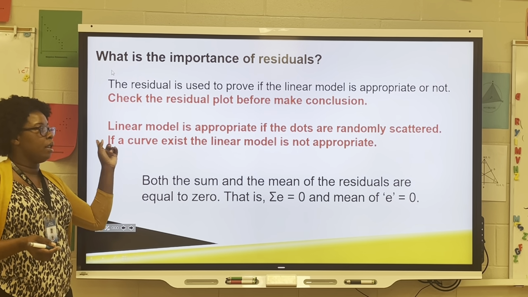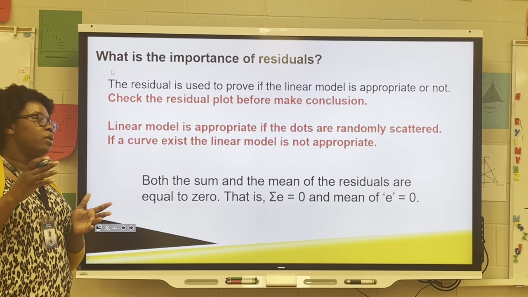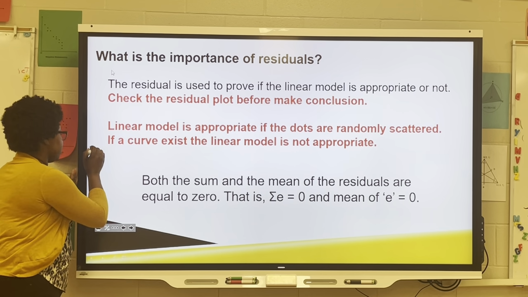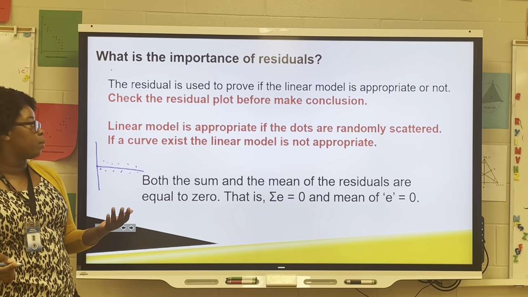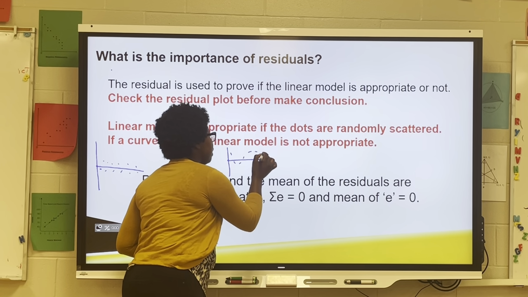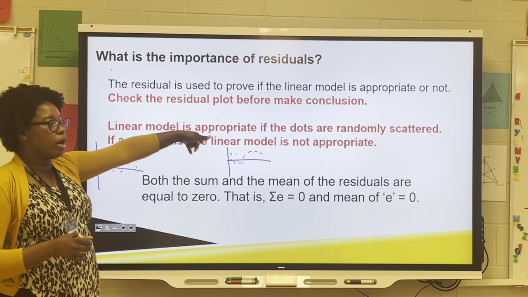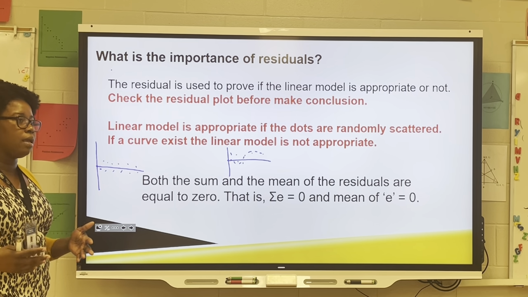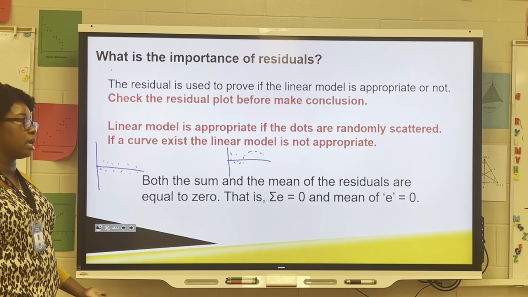So to tell if your linear model is appropriate, the dots on your scatter or your residual plot should be randomly scattered. If they are randomly scattered, you know that your linear model is appropriate. If you see a curve within your residual plot, you realize that your linear model is not appropriate because a trend or pattern exists, which means another model can be used to fit the variables or the scenario you're given.